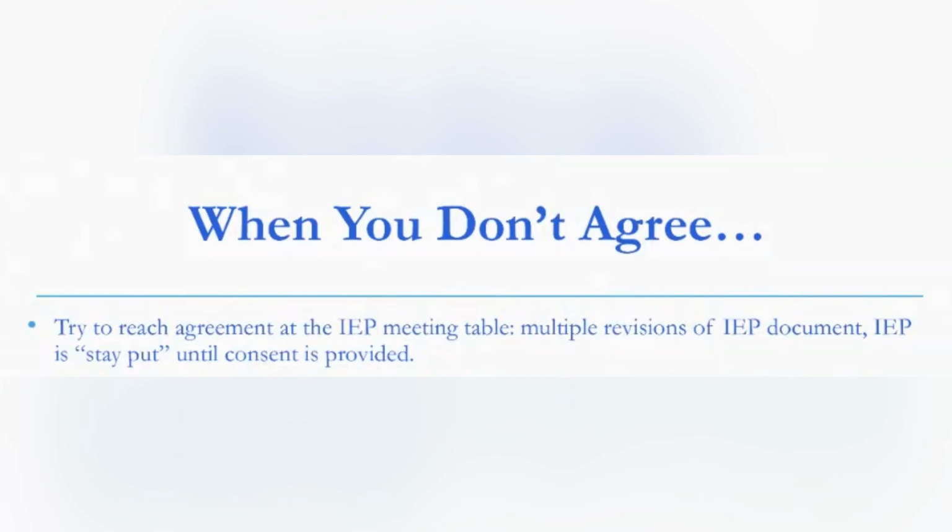IEP will be in stay put until you consent to it. So if you're having disagreements and you have not signed your child's IEP, then know that the previous IEP that was consented to is the IEP that is active and in place. Nothing in the new IEP that's pending will be able to be worked on until you consent. You will remain in a situation called stay put until your consent is provided.